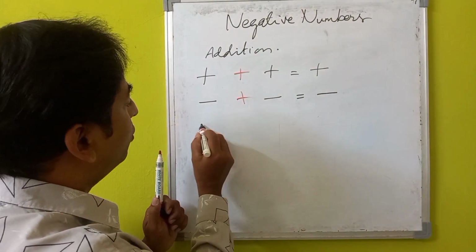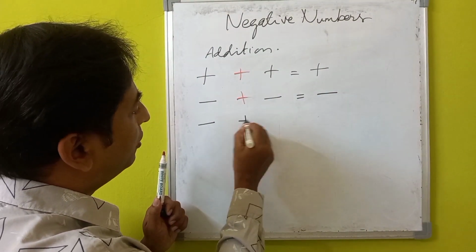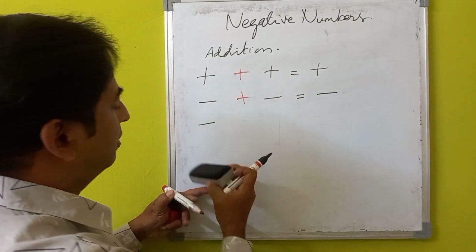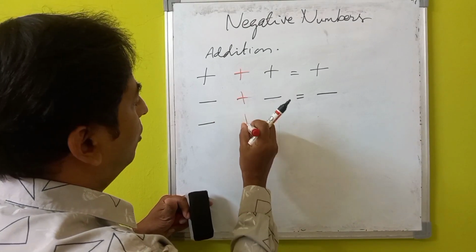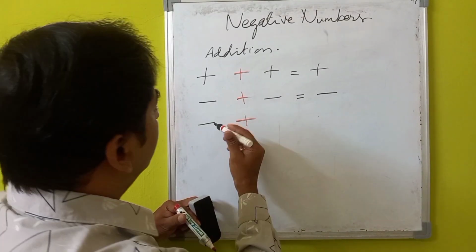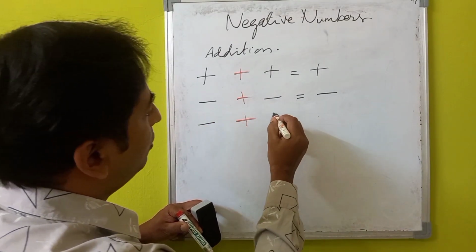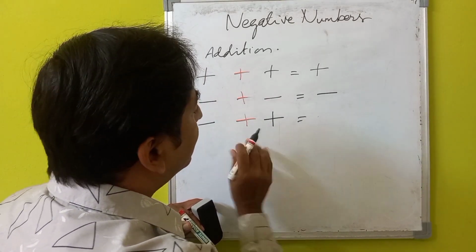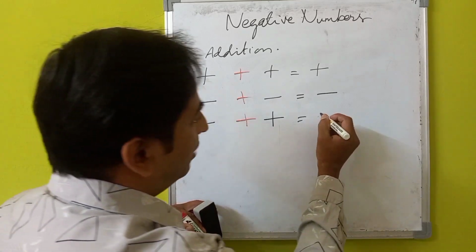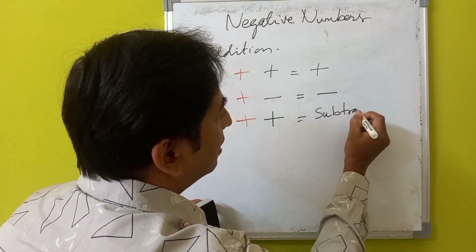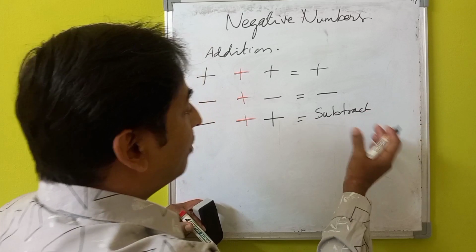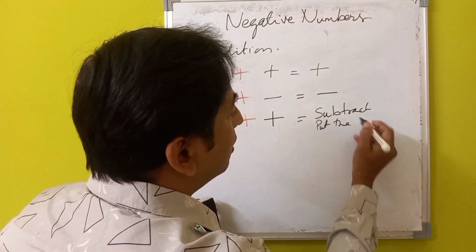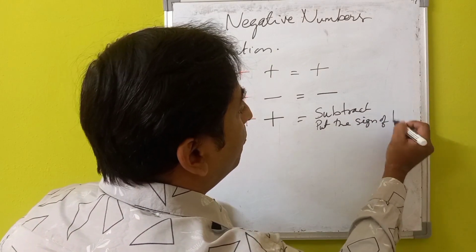And the change comes when there is a negative number added to a positive number. I'll just use red color for that operator. When a negative number is added to a positive number, you need to take the difference between these numbers. That means you subtract the smaller number from the bigger number and put the sign of the bigger number.